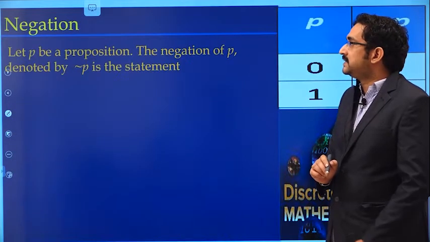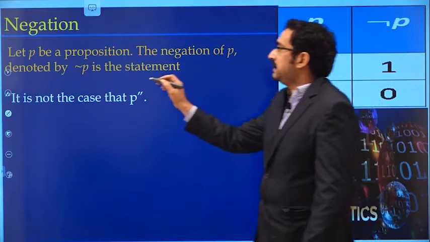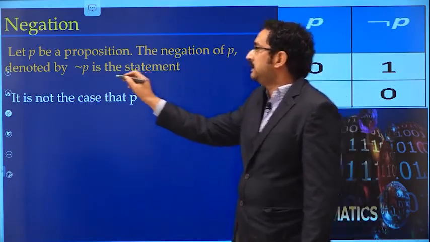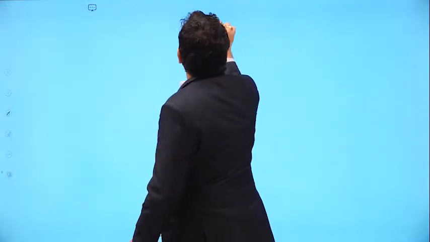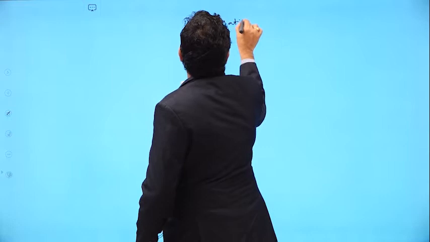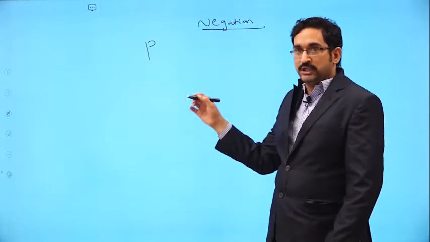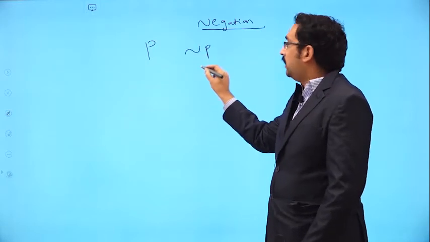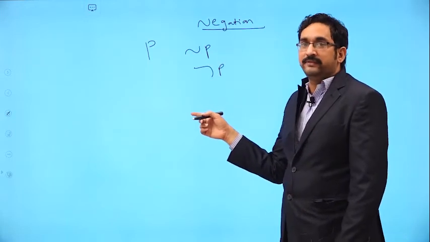So here we will discuss negation. So what is a negation? If you consider P a proposition, its negation can be represented by this symbol tilde P or this symbol. In both ways we can represent negation of the variable.